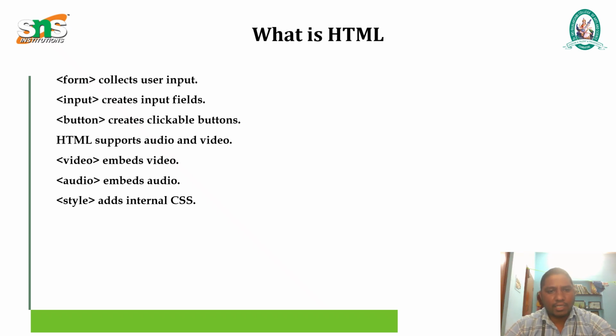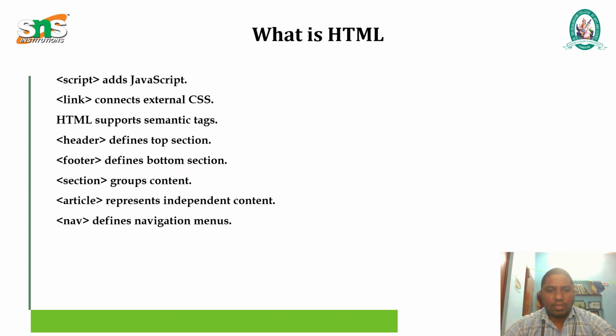Style adds internal CSS. CSS means Cascading Style Sheets. It merges with the HTML, and we have a style sheet for the HTML page. A style sheet is very important, so we use CSS. Next is the script. Script adds JavaScript to the HTML web page, and link connects an external CSS.